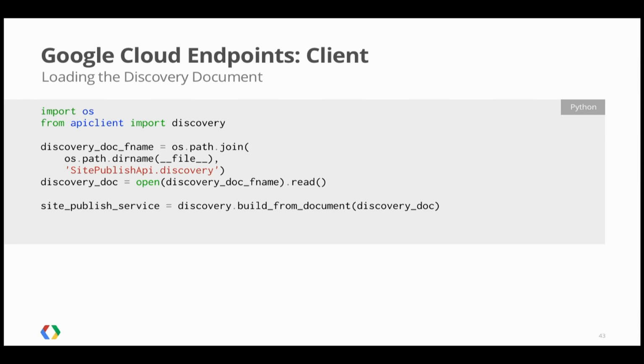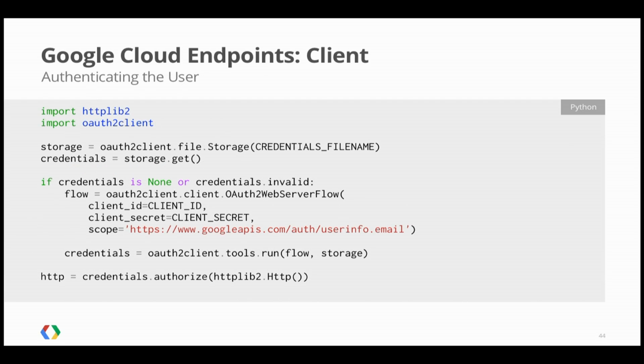And so this is client code now. It's Python, but it's client code. We're loading the discovery document, and then we're just passing it to the client API to get the service object out of it. To do the authentication, we can do something like this. What this is going to do is it's going to prompt me to sign in.